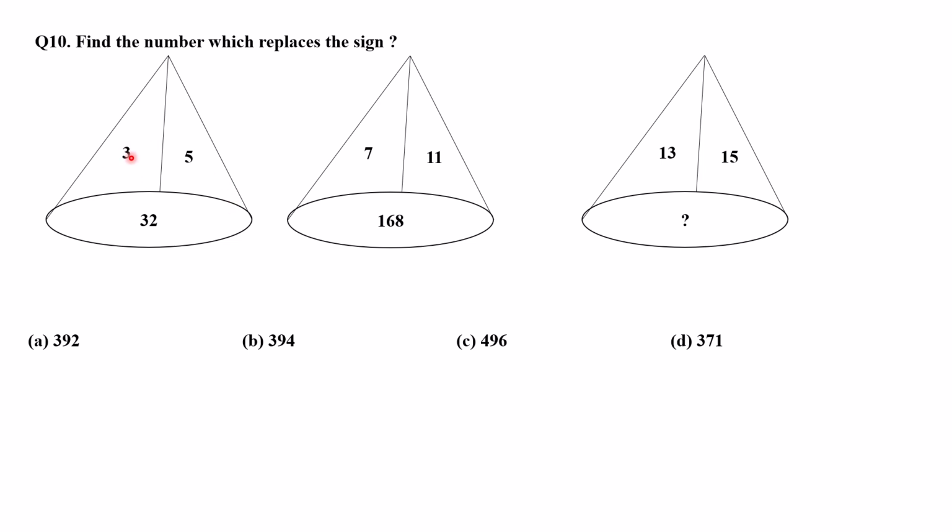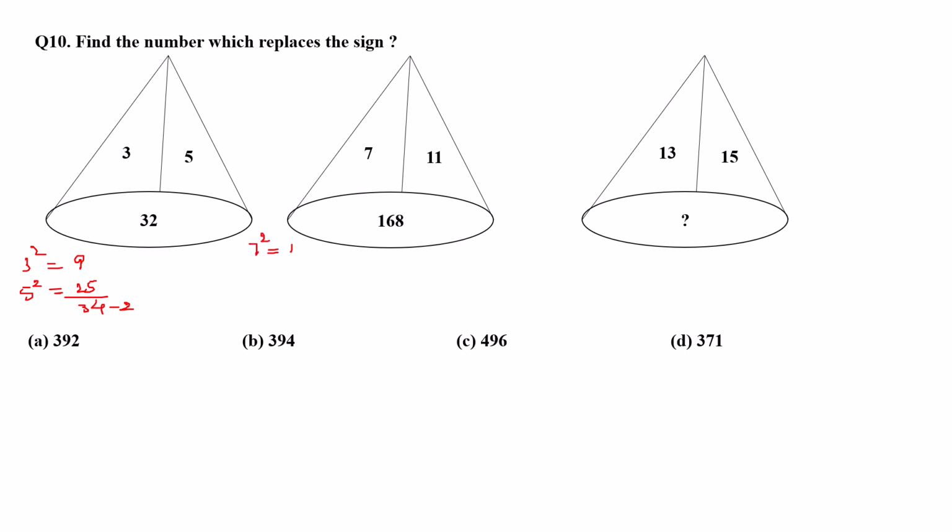Next, let's find the square of these two numbers. 3 square is 9, isn't it? 3 square is 9 and 5 square is 25. If I add both, I am getting 34, but here it is 32. It means 34, if I subtract 2, I am getting 32. Let me see if I get the same pattern in the other case also.